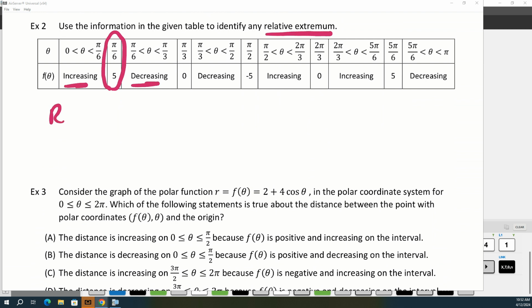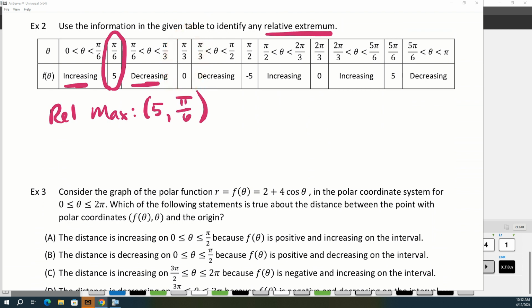Yes. And don't forget, we do the R first and the theta second. That's not going to matter on the multiple choice questions. They'll be in the right order, but it's fine. Okay. And then the next interval is also decreasing. So that doesn't make this point be a relative max or min. So we're just going to skip it.